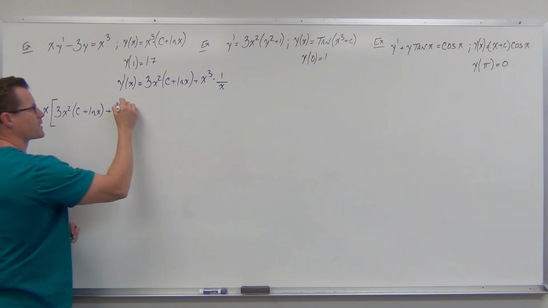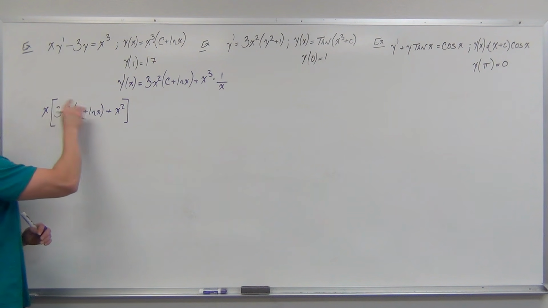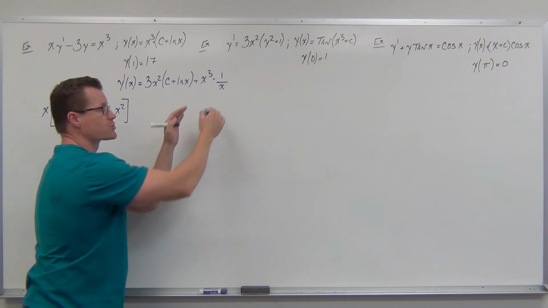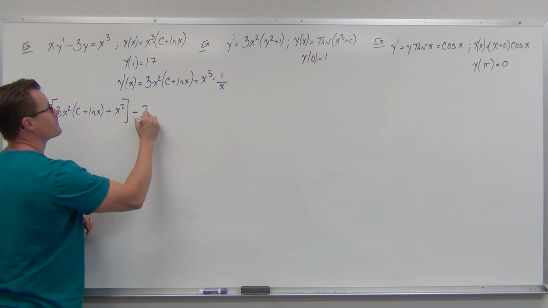Notice how that's x squared. And notice how this is going to distribute to all of this. This is all the first derivative. It needs to be in brackets.